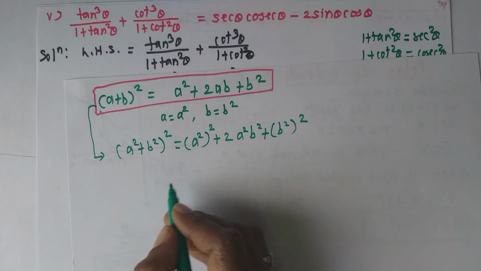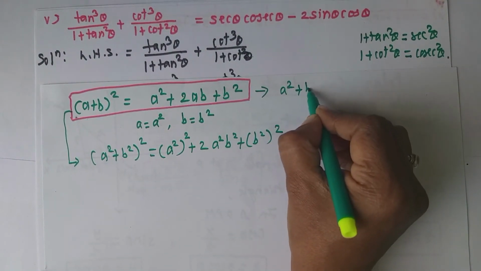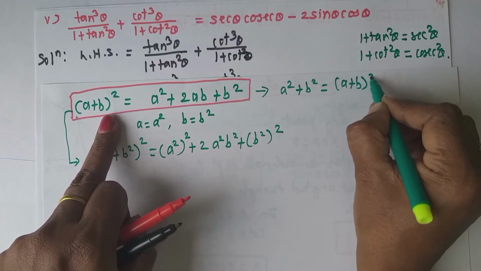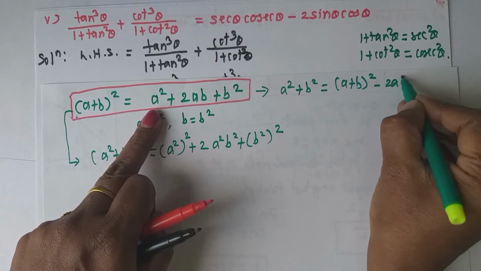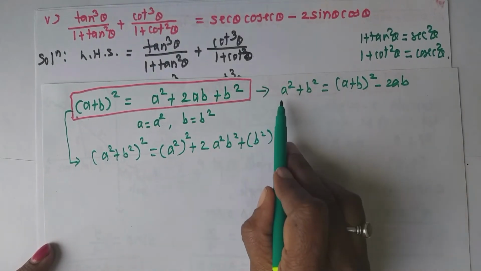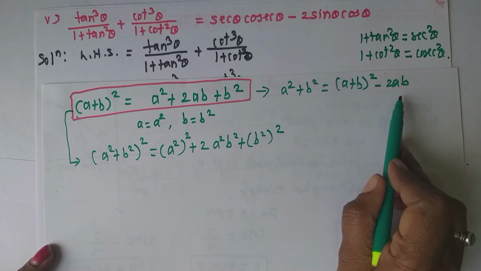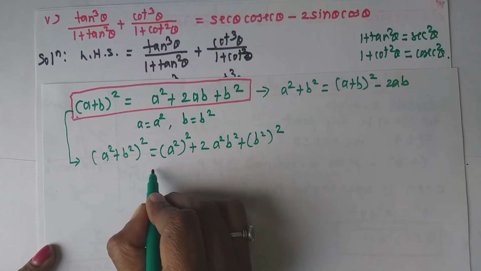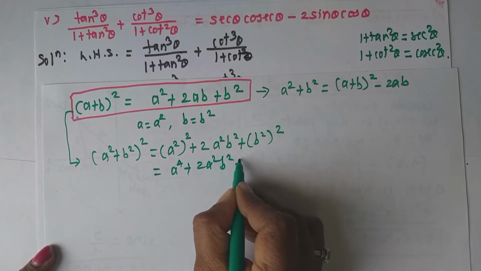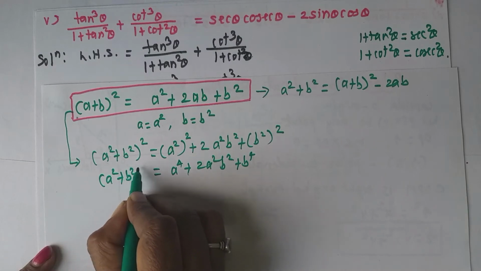Okay. Now what will be this? This equation can also be written as a square plus b square is equal to a plus b bracket square minus 2ab. I am transferring 2ab to this side. Then this will be a square plus b square is equal to a plus b bracket square minus 2ab. Okay. Now what will be this? This will be a raised to 4 plus 2 a square b square plus b raised to 4. Okay. A square plus b square as it is.